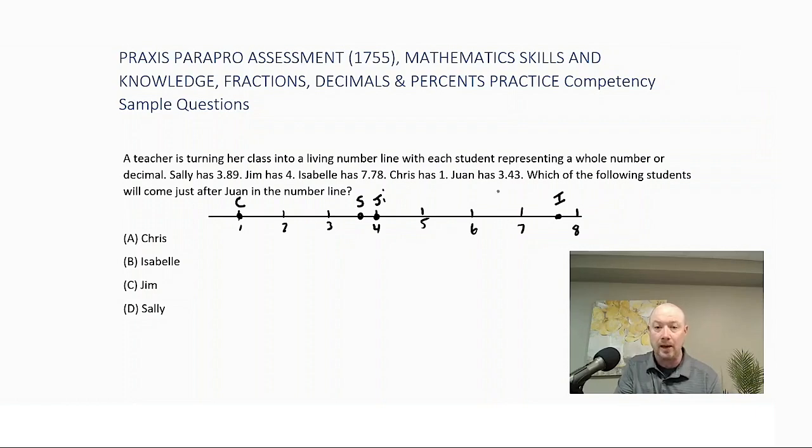And Juan has 3.43, so Juan is going to be just a little bit less than 3.5. So Juan would be right here. We're going to use JU for Juan. Which of the following students will come just after Juan in the number line? By drawing this in, we can see visually that Sally would be the next person just after Juan, so the correct answer would be D.